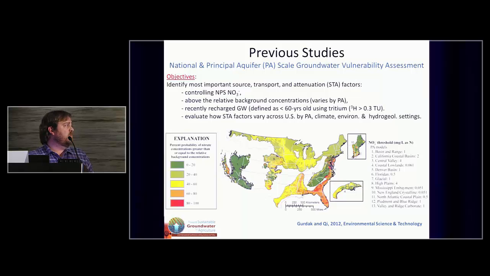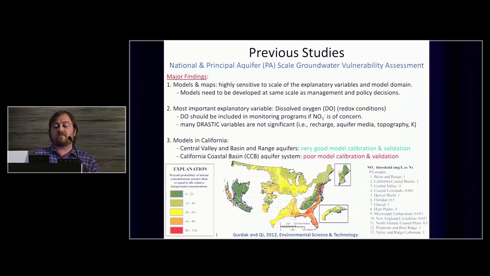And so some of the major findings from this national effort: an important point that I want to drive home today is that the models and maps are highly sensitive to the scale that they're developed at. So the real important point, if you're a local water manager, is to be developing and using models at the same scale that water management and policy decisions are made at. For example, the national scale model does not work well in Florida, or the Florida model does not work well in the Central Valley. So it's really important to be building these models at the scale that management is done at.